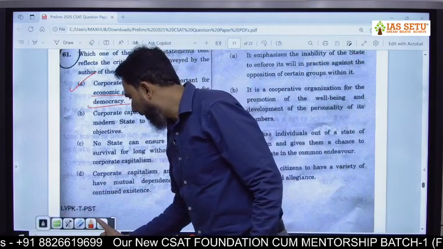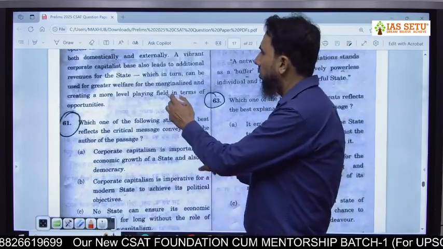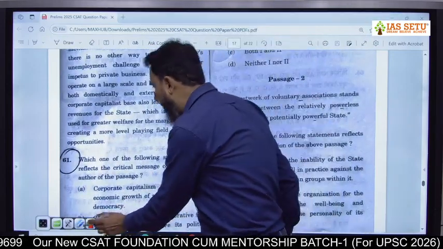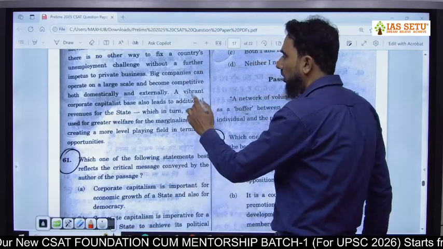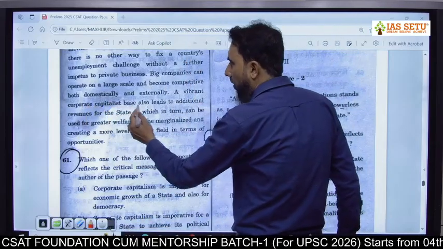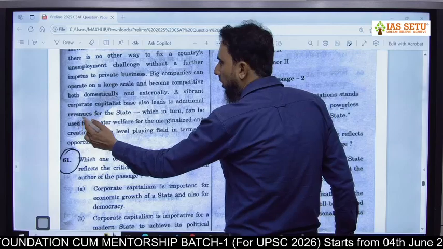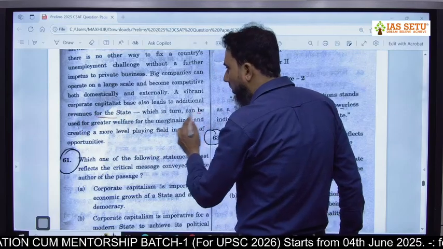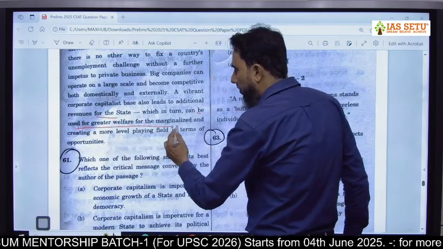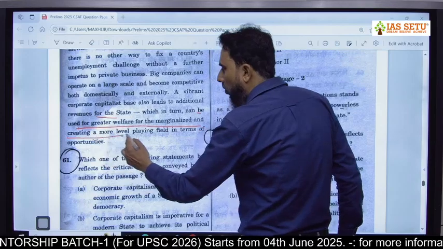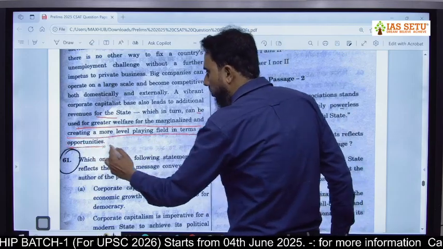Both are given. Economic growth, the benefit of the economy, and as well as the benefit of the democracy, both are given. You see here, he says a vibrant corporate capitalist base also leads to additional revenues for the state, which in turn can be used for greater welfare for the marginalized and creating a more level playing field in terms of opportunities.